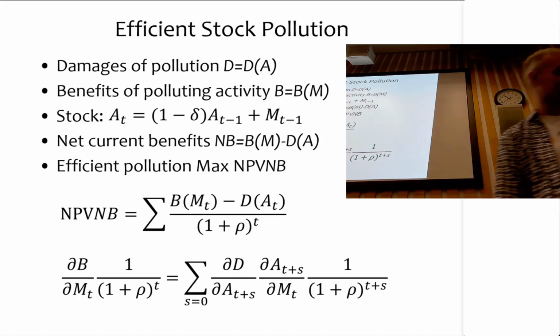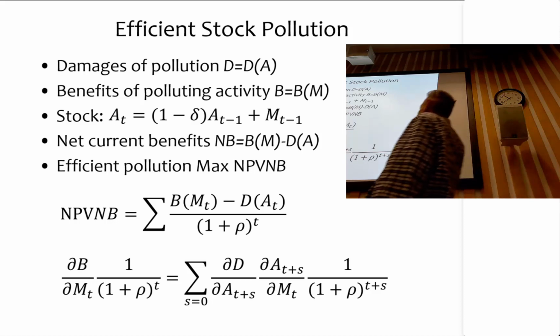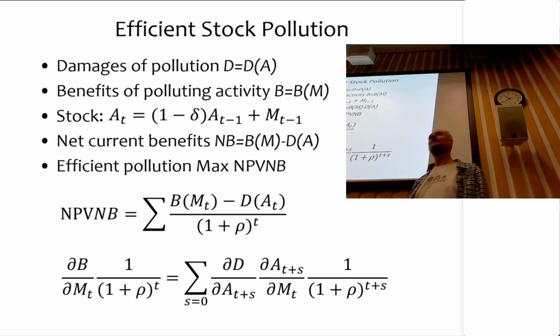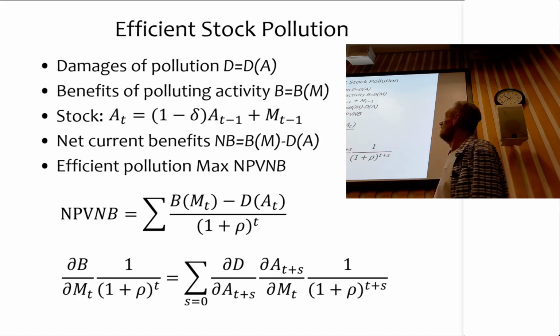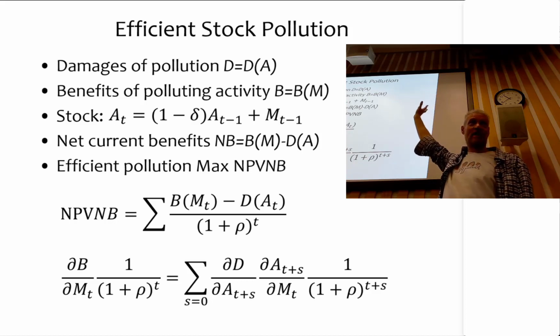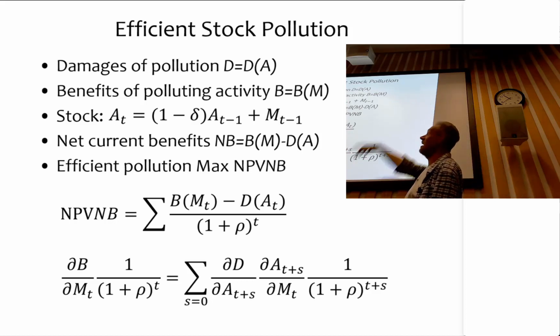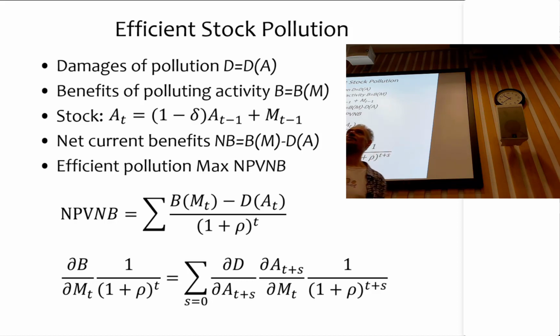So the damages of pollution are still D, but now D is a function of A rather than of M. The benefits of the polluting activity are still benefits of M, right? So nothing has changed there. But now we have this awkward A in there, and A follows this equation that you see here, that the stock of pollutants A at time t equals the stock of pollutants at time t minus 1 times 1 minus delta, where delta is natural degradation of our stock of pollutants.